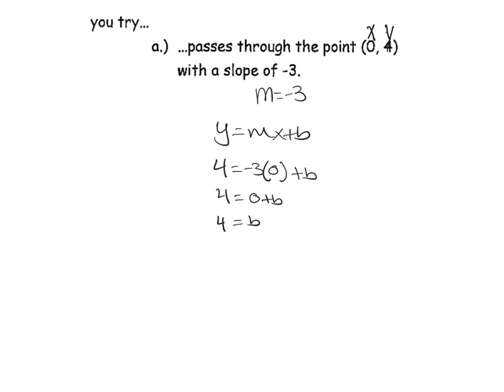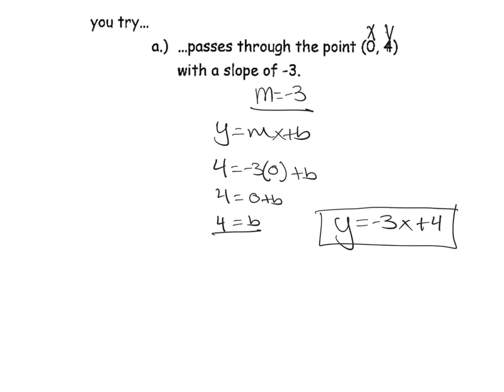So, am I done? No. What do I have to do? Rewrite the equation using y equals mx plus b. I'm going to use my b, and I'm going to use my m. So y equals, I know my m is negative 3, so negative 3x, and then what kind of 4 is it? Positive, so it's going to be plus 4. Now am I done? Yes, I messed up. So there's my answer: y equals negative 3x plus 4.